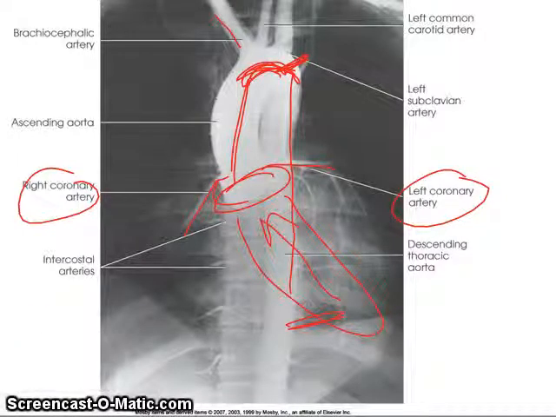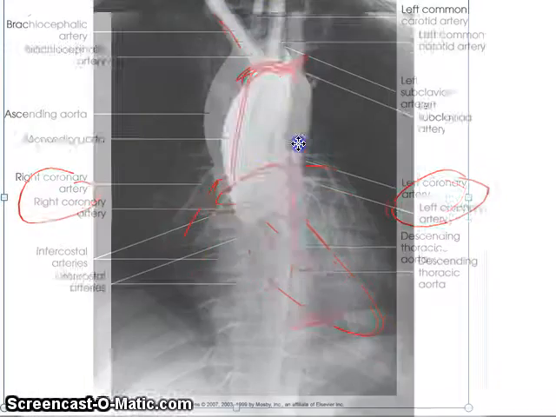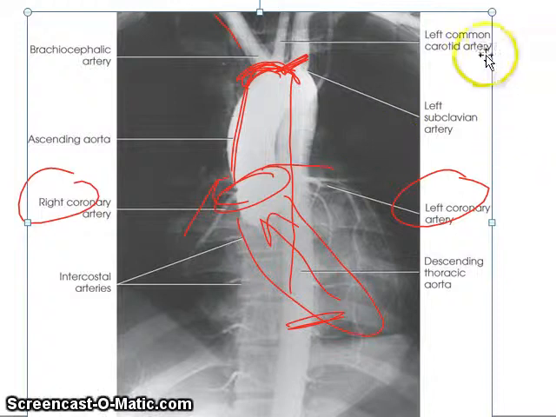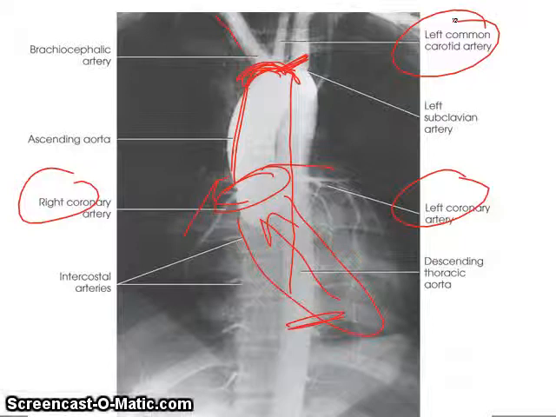Also, it's important to mention, the three main branches off the aortic arch: the first one being the brachiocephalic, the second being the left common carotid, and the third branch off the aortic arch is the left subclavian artery.